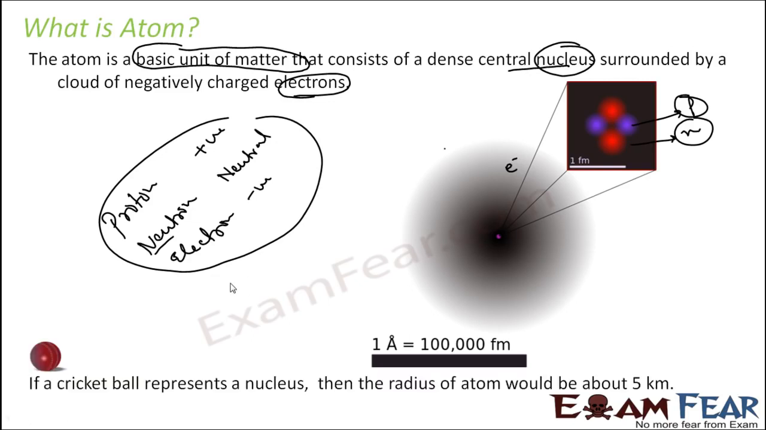Okay. So if you assume cricket ball represents the nucleus, if this is the nucleus and this is a cricket ball, then this whole length is almost 5 kilometers. This is just to give you an idea on how small the nucleus is. This is a cricket ball, and this length is almost 5 kilometers. So that is the range we are talking about.